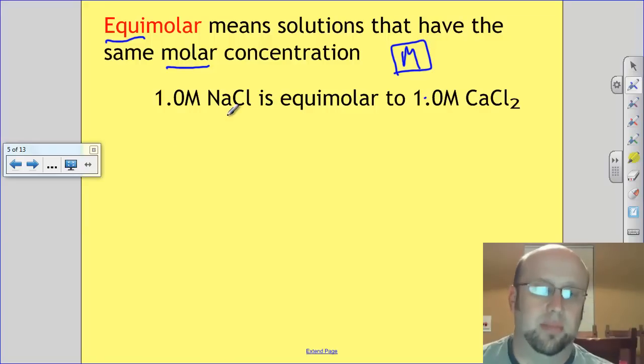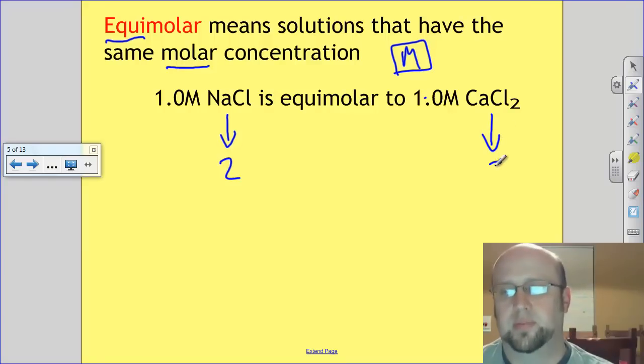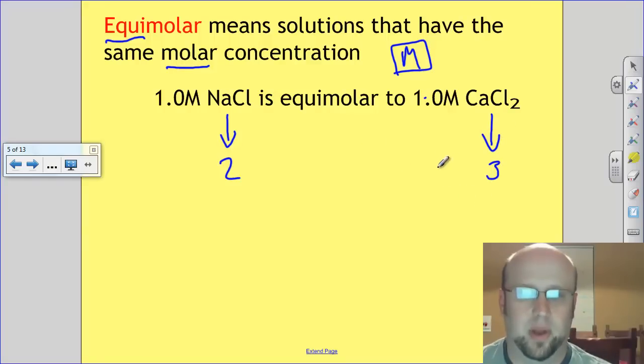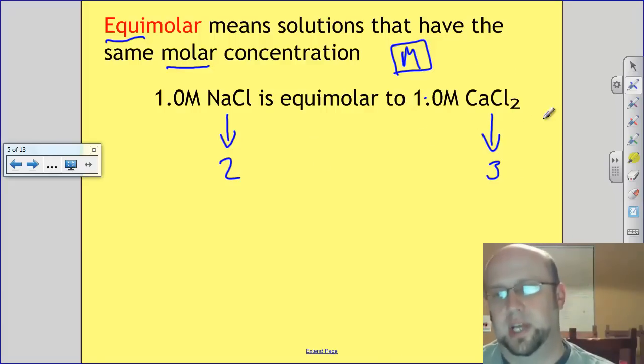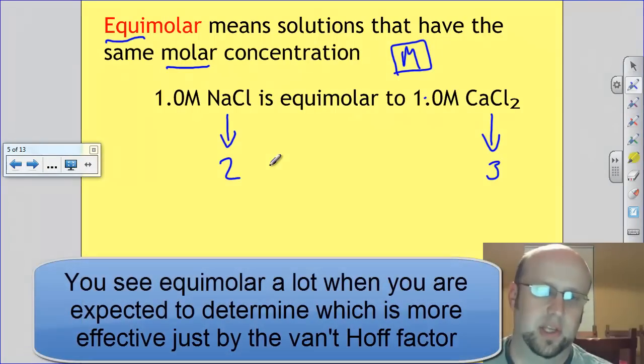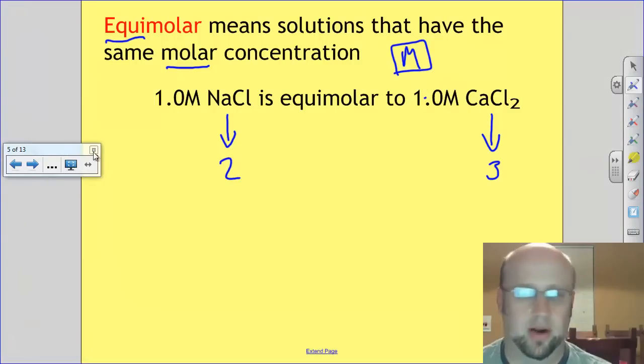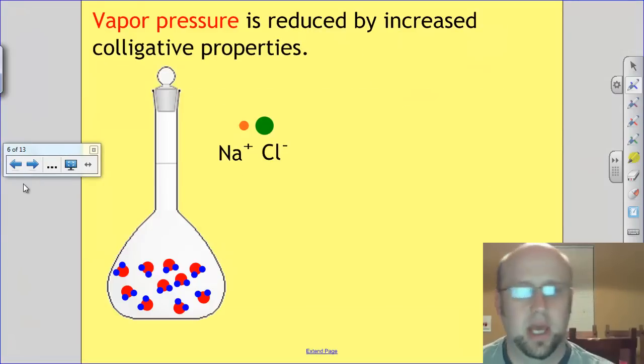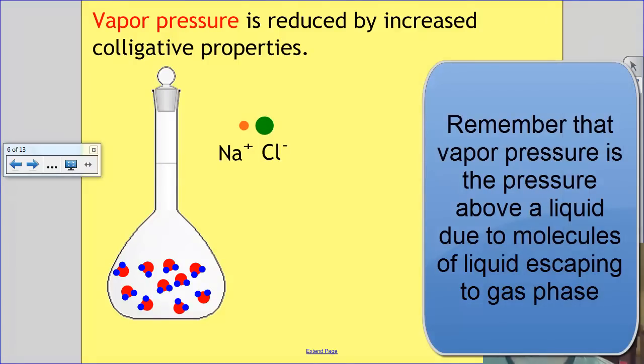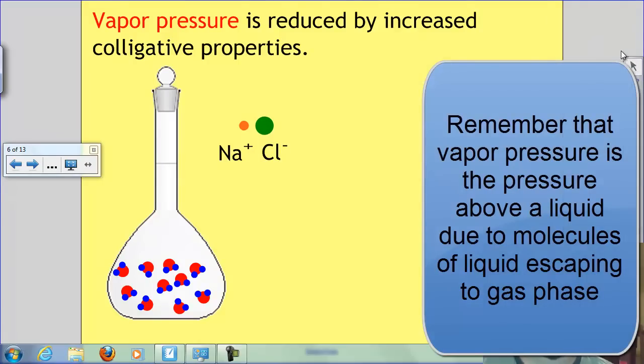So what that means is that if you remember the last slide, this breaks up into 2 particles, this breaks up into 3 particles. So if we have equimolar solutions, then this one's going to have more colligative properties than this one. Why? More particles here, as long as it's the same number of moles, or the same molarity. Okay, so let's get into a little bit of what colligative properties actually are then.